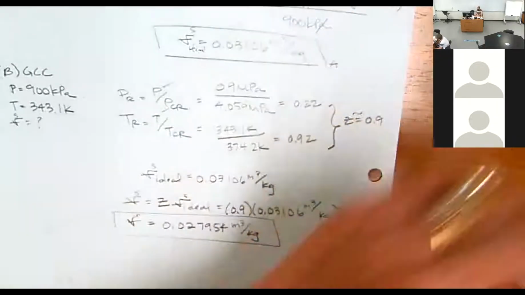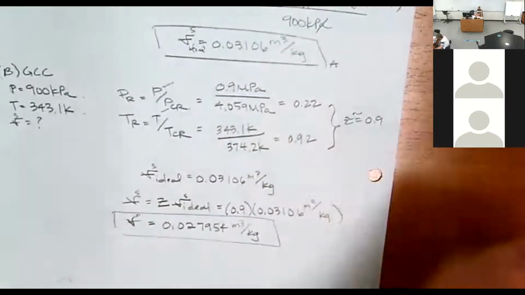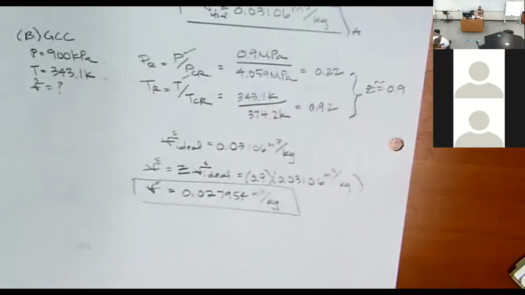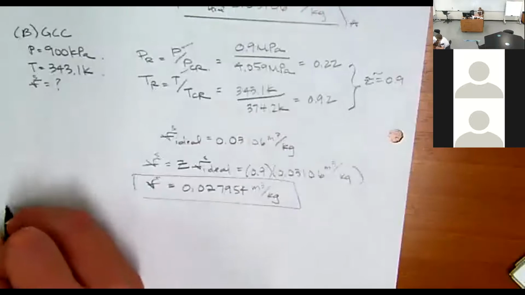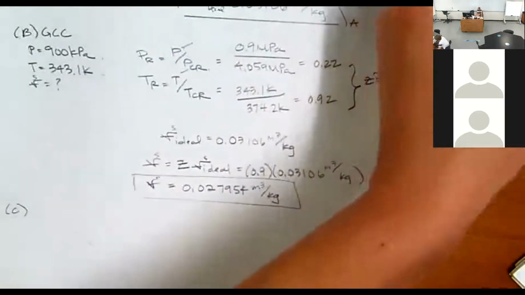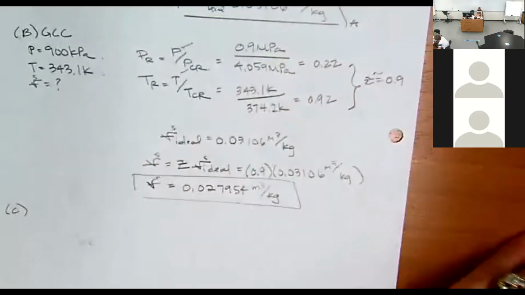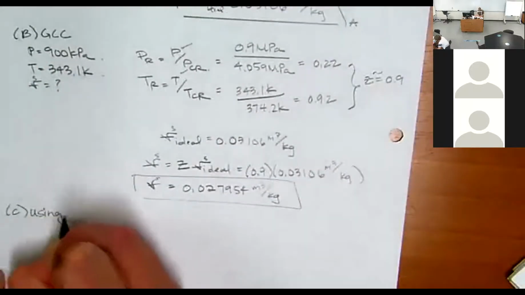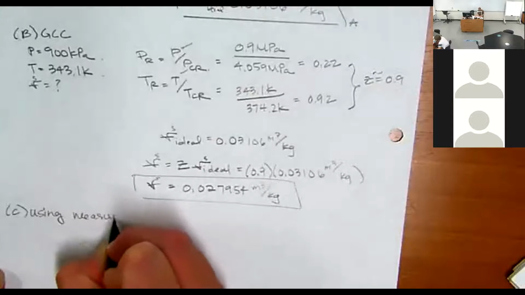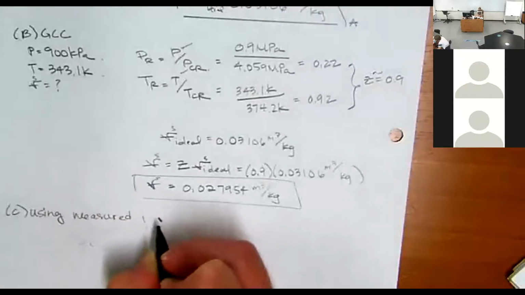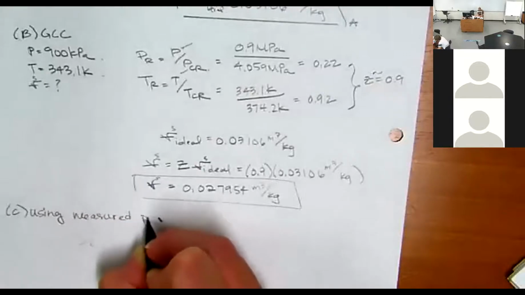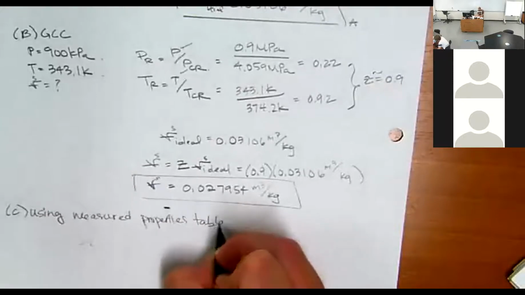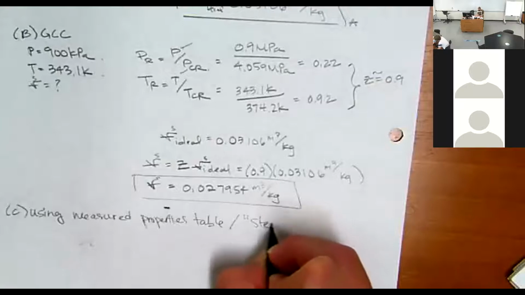All right. So now in the third part, we're asked to find the specific volume by using the measured properties table, also called steam tables.